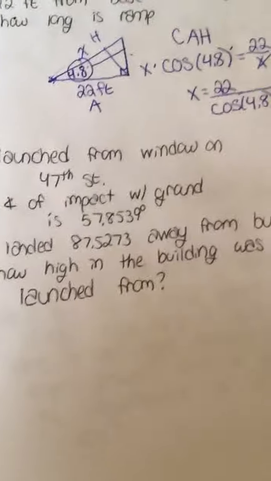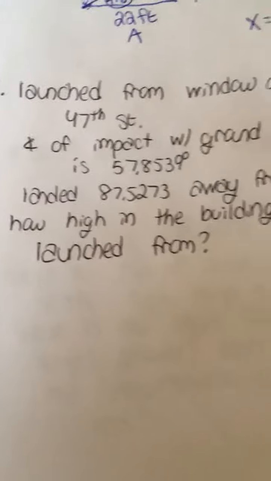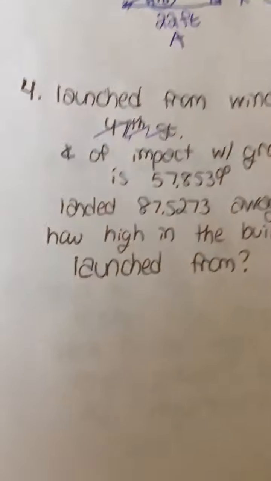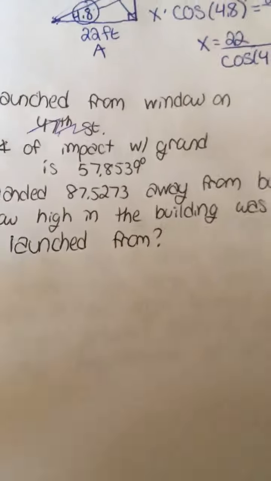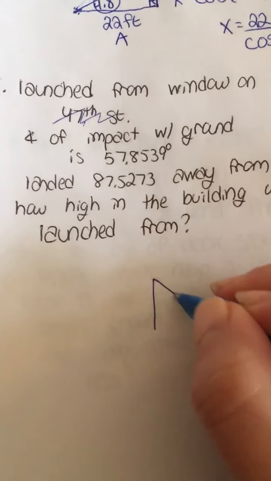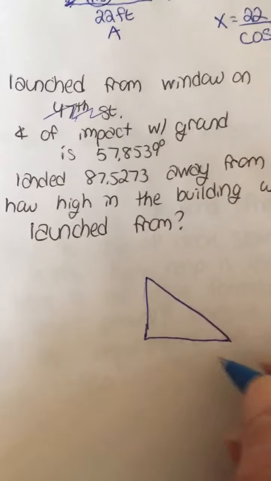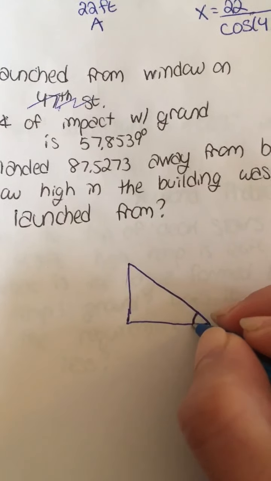Alright, now we have a pretty cool one, like crime scene investigators actually can use trigonometry. So say that something was launched out of a window on 47th Street. Now, this is there to throw you off. Cross it off, who cares what number street it was, right? The angle of impact with the ground is this amount, 57. So let's kind of sketch it out. Let's assume this is the building. This is the ground, of course. The angle of impact with the ground would be this angle here.